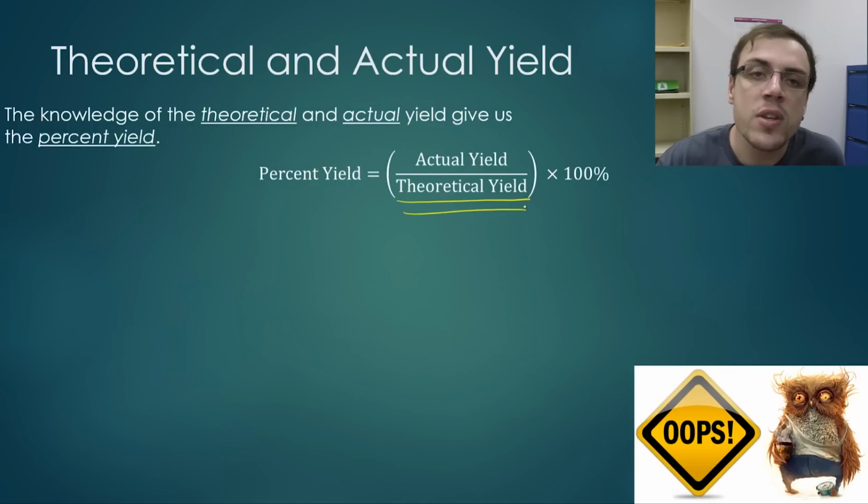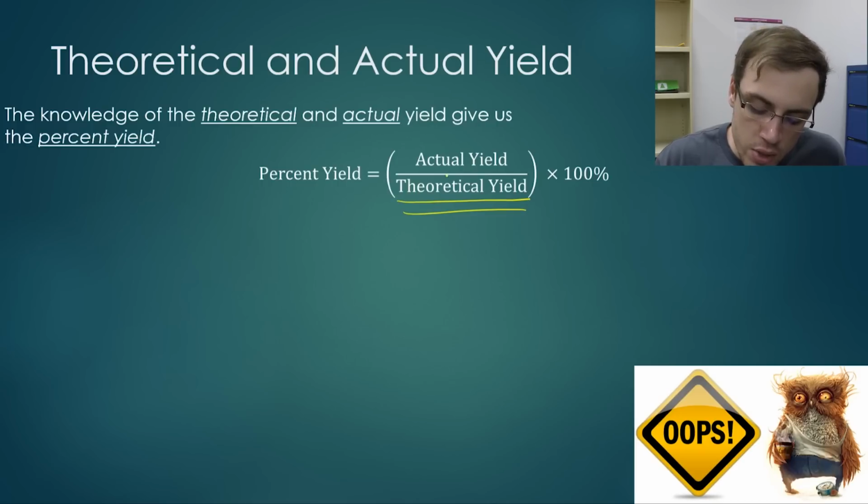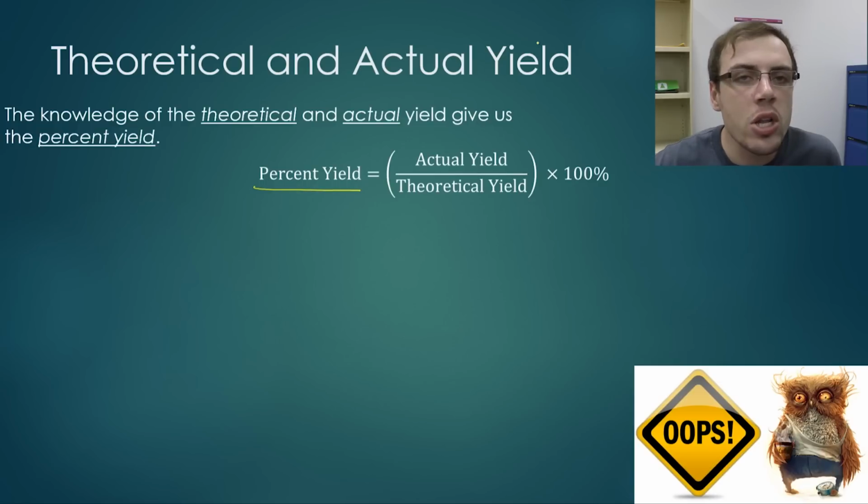The actual yield cannot be calculated. Okay, it must be done in practice. We must actually go into the lab, do the experiment, and determine how much product was formed. So these two combined will give us what is called the percent yield. So that tells us how close did we get to achieving our maximum results. So for example, if we had a percent yield of 50%, it means that we only made 50% of the product that is theoretically possible.